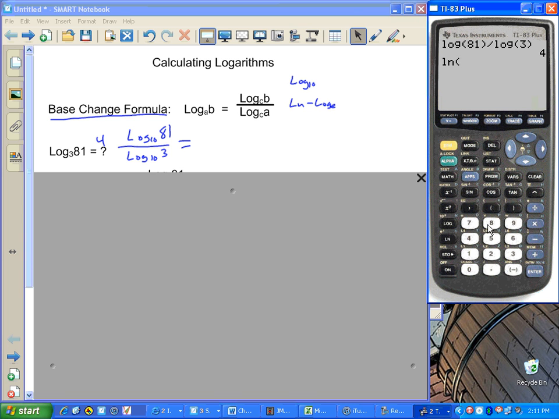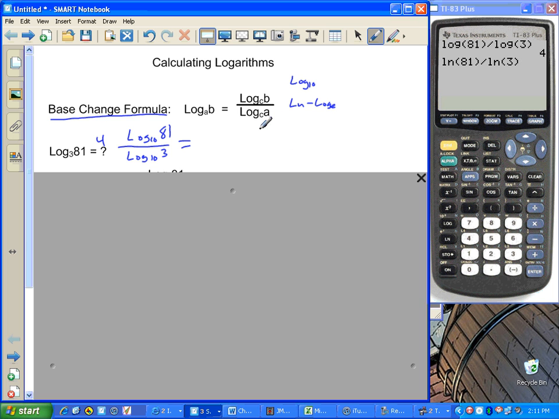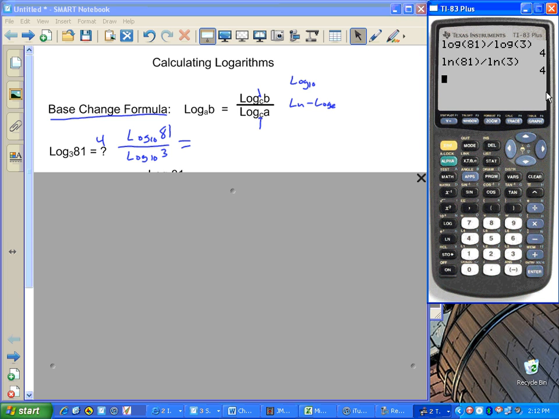I could do the same thing with ln. I could do ln of 81 and divide it by the ln of 3. You can't mix your logs and your ln's, because then you're not meeting the condition where you have to have the same log base for these two. It's got to be C. In this case, my C is 10. In this case, my C would be E. I'm still getting 4.